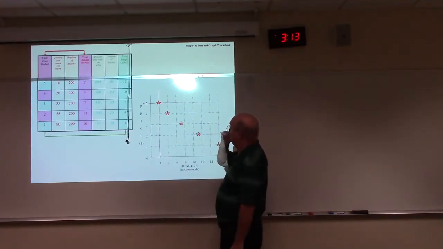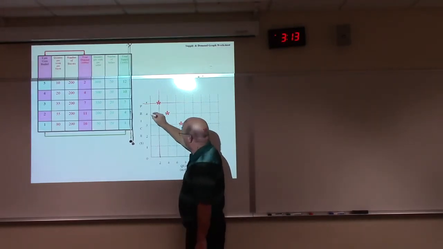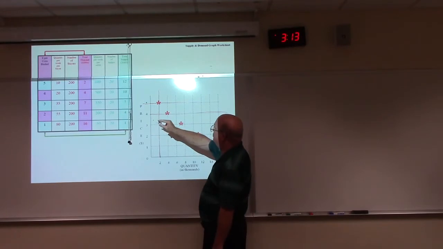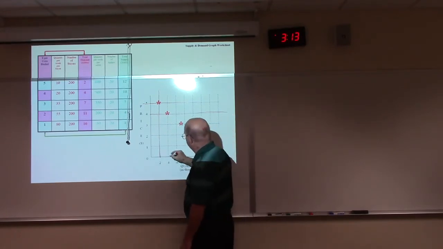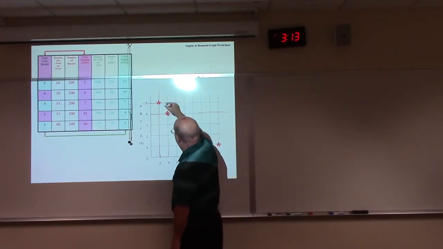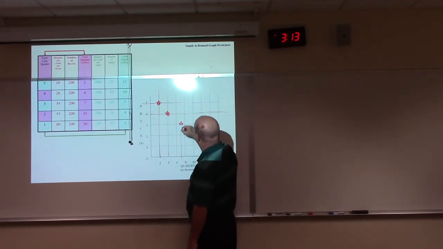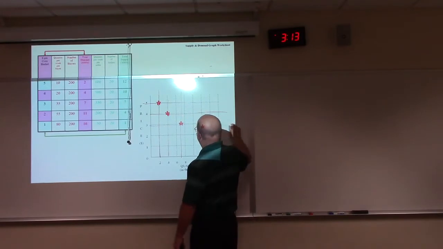Okay, well let's drop it $1 to $4. So we go to $4, we go straight across. At $4, it says we're going to only order 4,000. So we go up, boom, there's our second dot. At $3, 7,000.